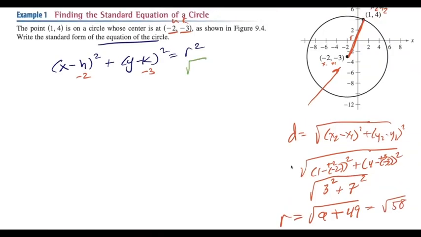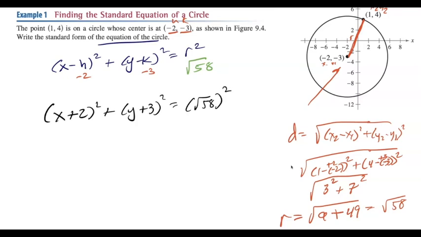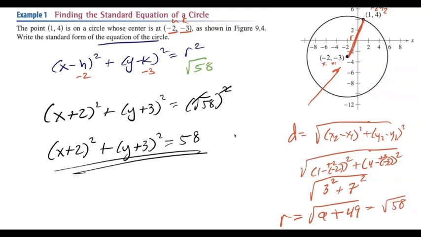My r is the square root of 58. Let's rewrite it first and then we will simplify it. We have (x + 2), double negative, plus (y + 3), double negative, equals the square root of 58 squared. When you square it, the square and the square root cancel out, and you get (x + 2)² + (y + 3)² = 58. And that's the equation of our circle.